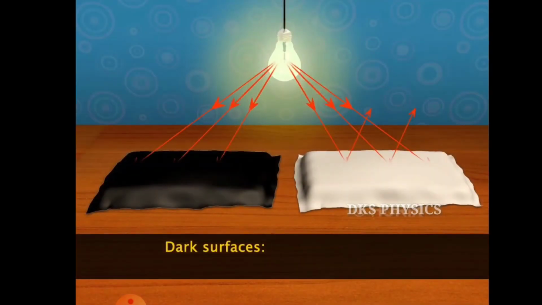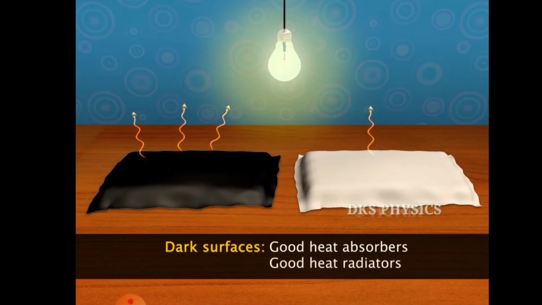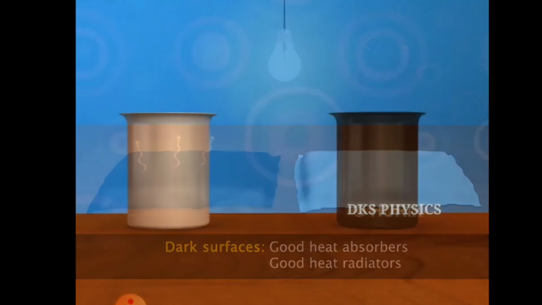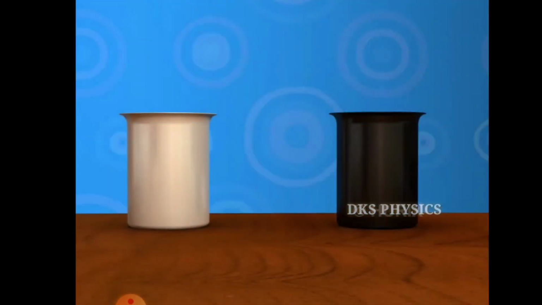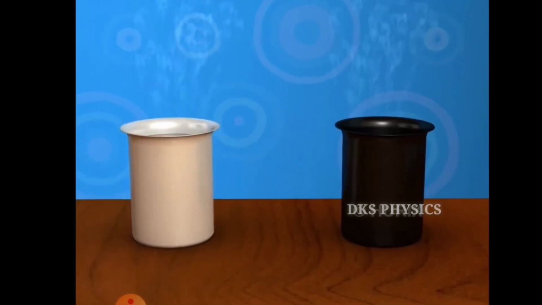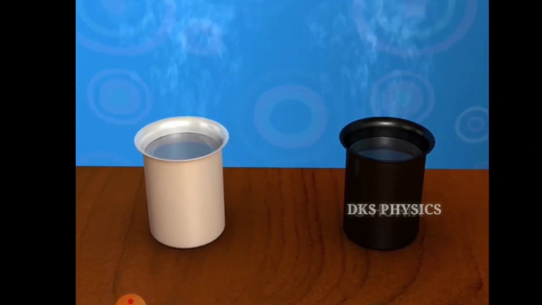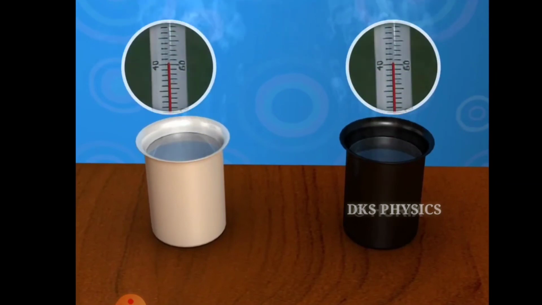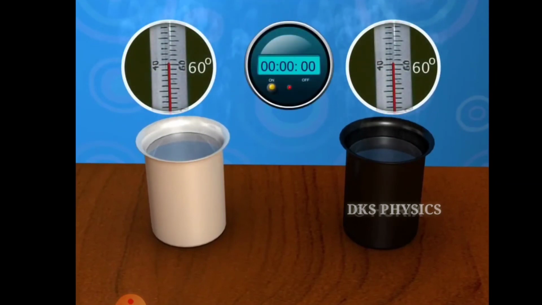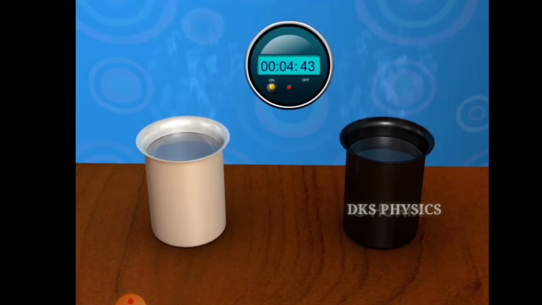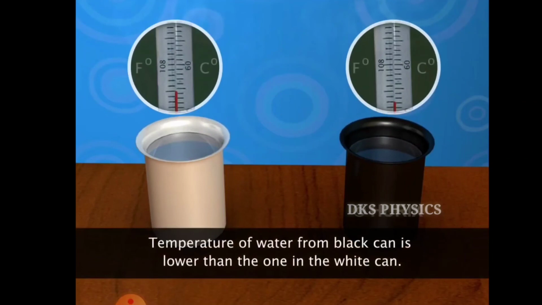Black or dark surfaces are not just good heat absorbers. They are good radiators too. Observe an activity. Fill up 2 cans, one black and one white, with hot water. Measure the temperature of water and leave 2 cans for some time. If you measure the temperature of both the cans after a while, you will find that the temperature of water from the black can is lower than the one in the white can.